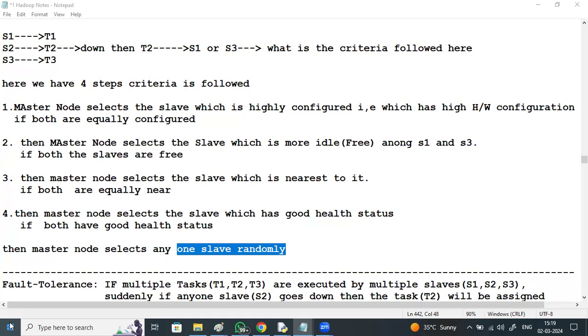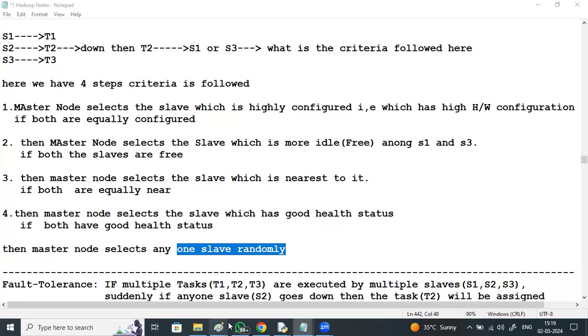Mostly in the second step, which is more free among these three, the second step will allocate it. For example, S1 is executing two tasks, S2 executing one task, S3 executing four tasks. Which one is more free? S2 has got only one task, so it will be assigned to S2.